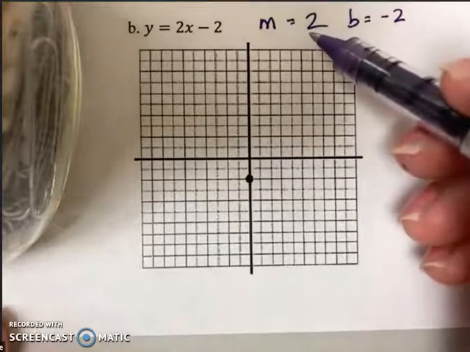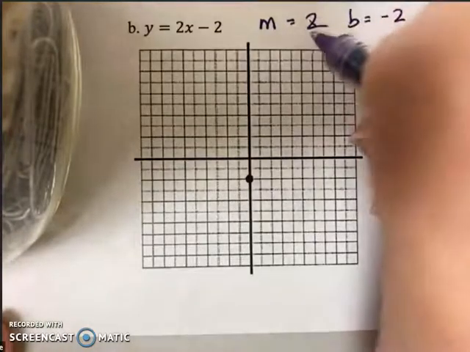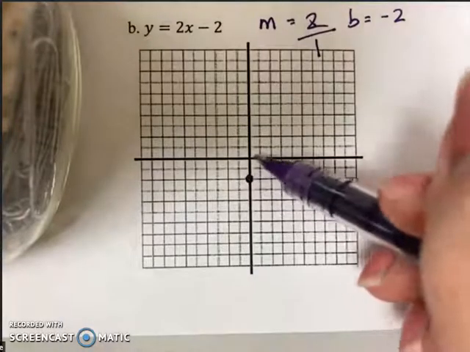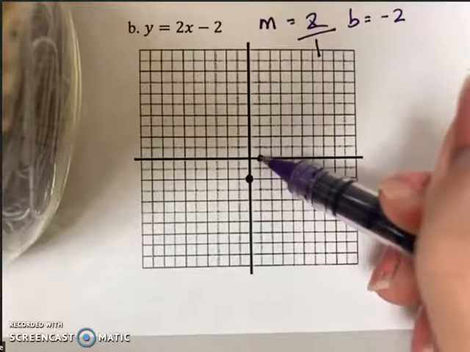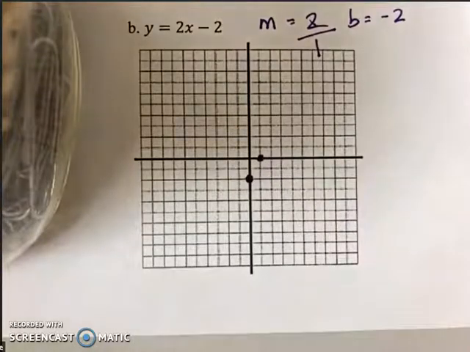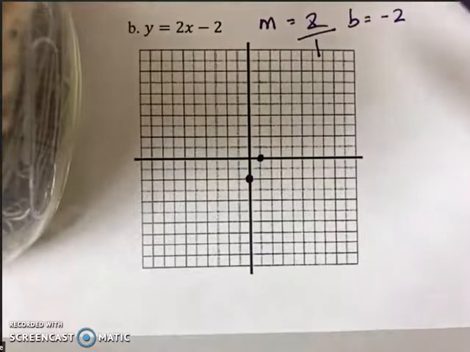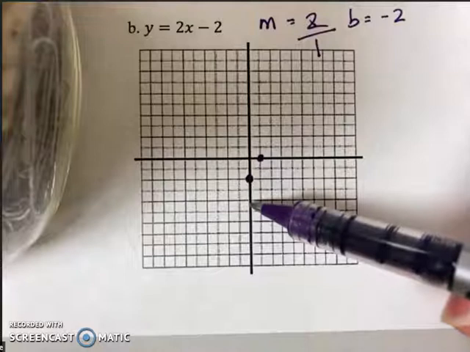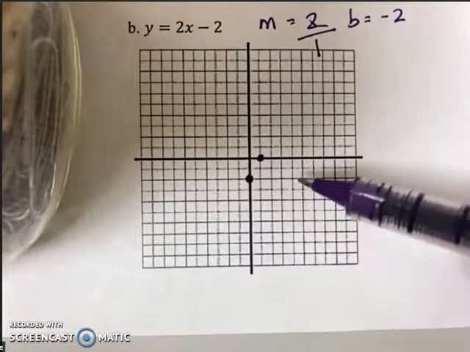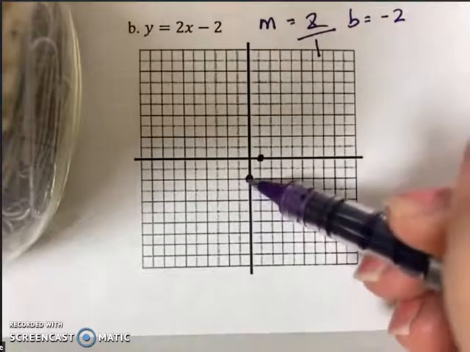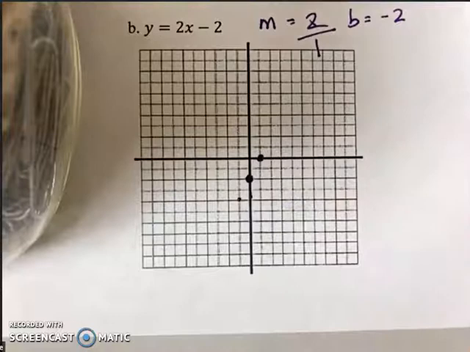My slope here is 2. I'm going to go ahead and rewrite that as 2 over 1. That makes it a little bit easier when I'm thinking about rise over run. So I'm going to go up 2 and right 1. Another way you could have moved, since this is a positive slope, is down 2 and left 1, because 2 negative movements would still create that positive slope. So again, you could have moved down 2 and left 1 if you really wanted to.